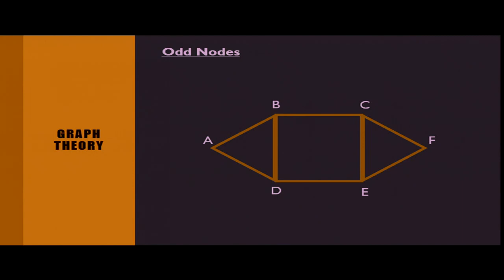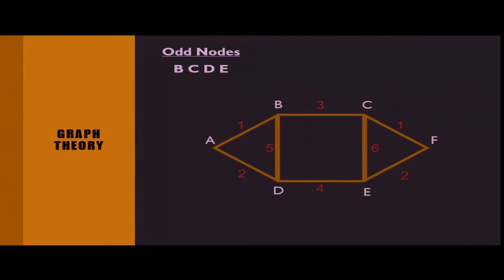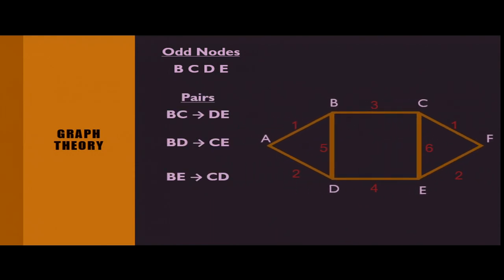So the first part of solving it is to get all the odd nodes. All the odd nodes in this diagram would be B, C, D, and E. Then the next step is to pair them up. Considering the four nodes available, the pair options are BC and DE, BD and CE, and BE and CD. Then based on these pairs, you get the shortest way to get to each node.